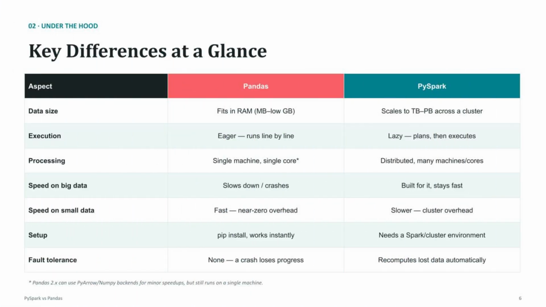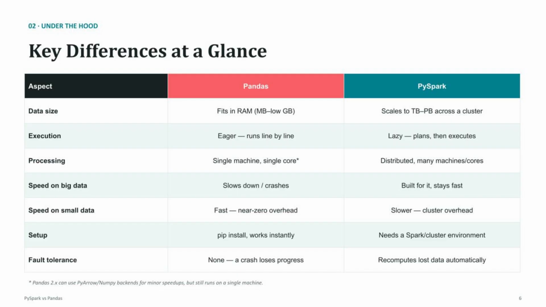Let's put it all in one table so it's crystal clear. Data size. Pandas is happiest with data that fits in RAM, megabytes up to a few gigabytes. PySpark is built to scale from gigabytes into terabytes and petabytes. Asterisk. Execution. Pandas is eager, PySpark is lazy. We just covered that. Processing. Pandas runs on a single machine and, by default, a single core. PySpark distributes work across many machines and many cores at once.